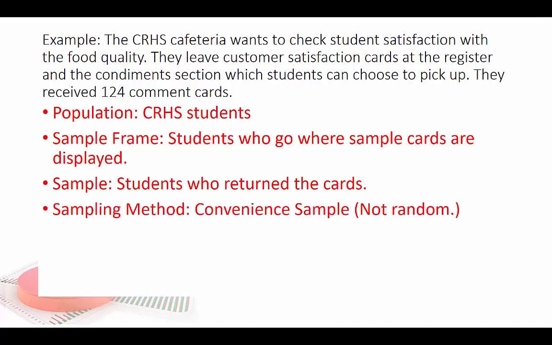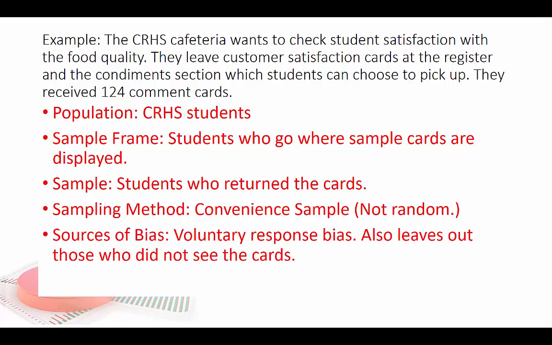This is not a random sample because people are kind of opting in, and it's really a convenience sample. We have an issue with voluntary response bias, so people who feel strongly about food quality are going to respond, and it also leaves out those who did not see the cards. For example, there may be students who don't eat at the cafeteria because they don't like the food quality, so they'll never see the comment cards. So you might have an overly optimistic report because the people who are commenting are people who buy food at the cafeteria.